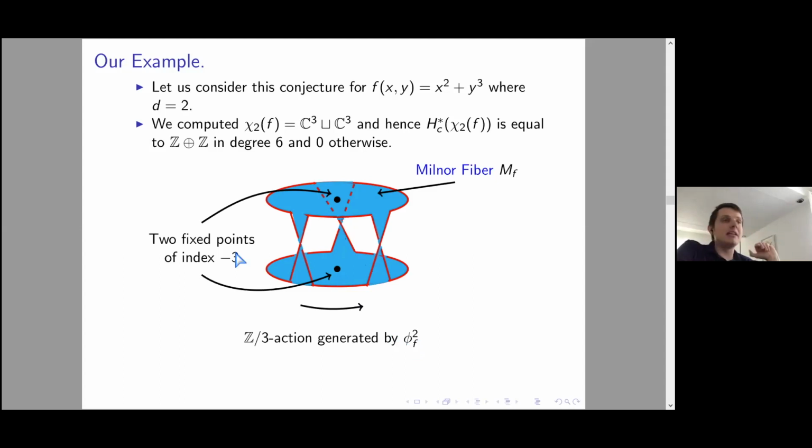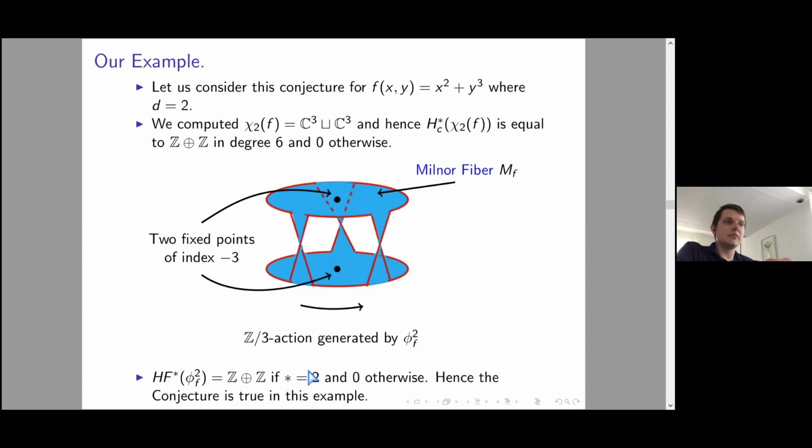They must be of the same index. It's index -3 with my conventions, and so the conjecture is true. At least it's clear that the ranks are the same from this picture, I hope. Okay. Yeah, so that should be star is -3. That's a mistake. Okay. Yeah, so hence the conjecture is true in this example.